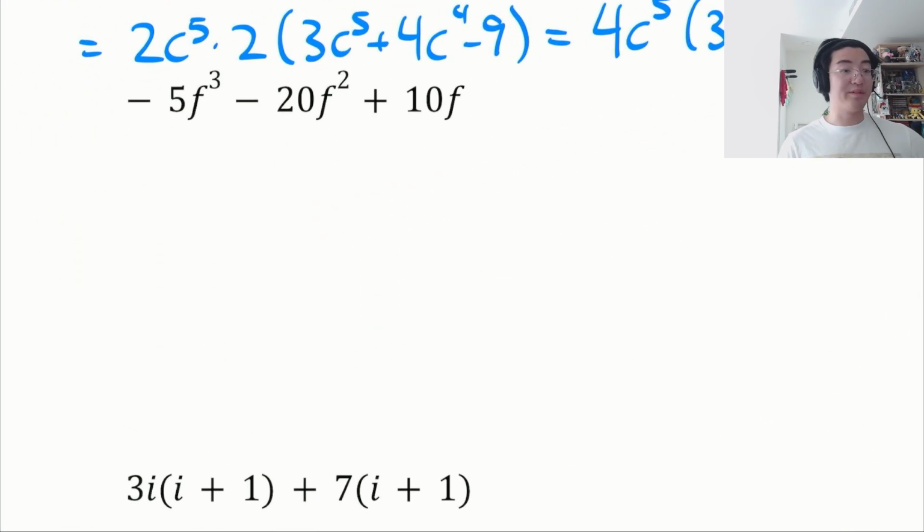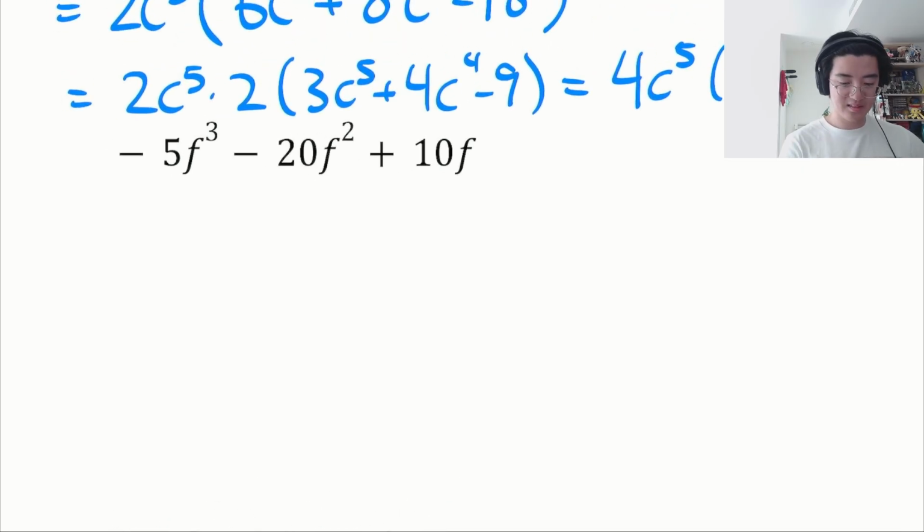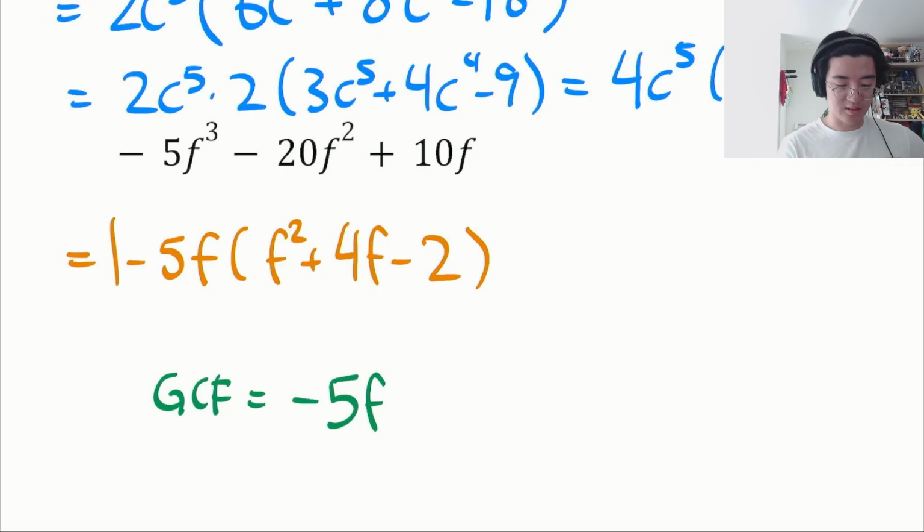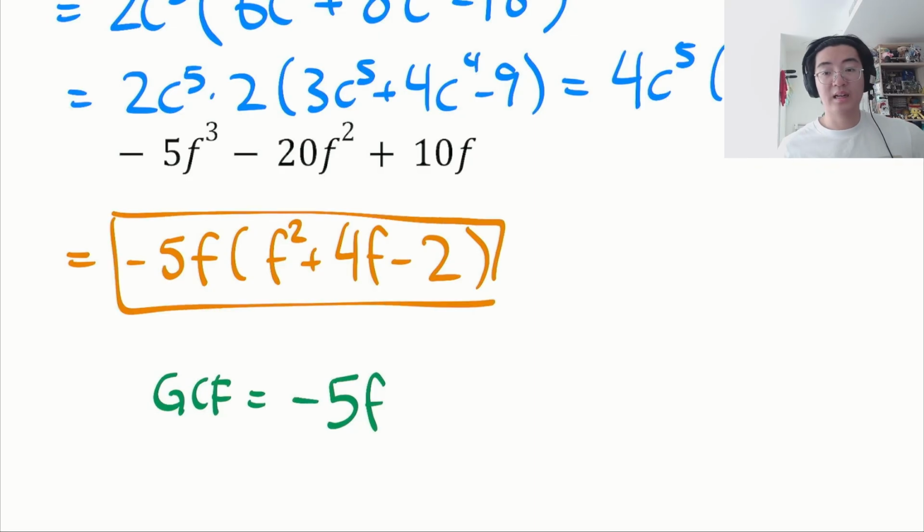Okay, negatives. Do we take out negatives? Yes, we do. So I take out a negative 5f. Always try to take out a negative if you can, or at least for the first term. If the first term starts with a negative, we want to take out a negative. The first term usually you want to make sure it's positive. That's why you take out a negative 5 instead of positive 5. So we are left with this right here. And with any of those questions, you can always do the following arrows and expand it back to double check.